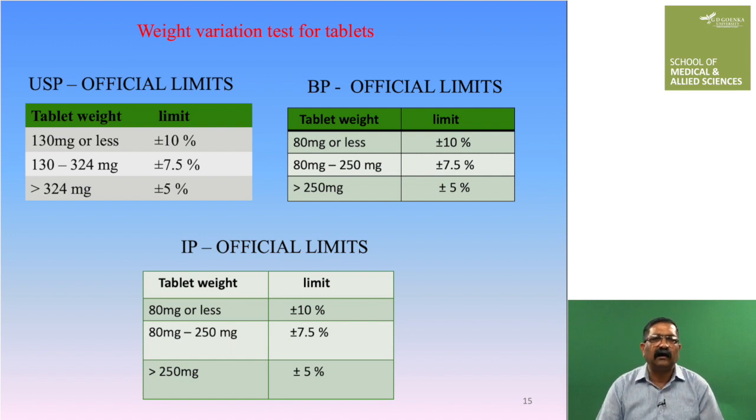Similarly, the weight limit for the BP is, for 80 milligram or less, plus minus 10%. If the weight of the tablet is 80 milligram to 250 milligram, it is plus minus 7.5%. And if the weight of the tablet is more than 250 milligram, it is plus minus 5%. Similarly, the official limits given by the IP are: if the tablet is less than 80 milligram in weight, the limit is plus minus 10%. If the weight of the tablet is 80 milligram to 250 milligram, the limit is plus minus 7.5%. And if the weight of the tablet is more than 250 milligram, the limit is plus minus 5%.